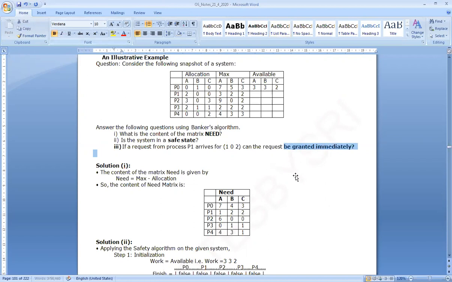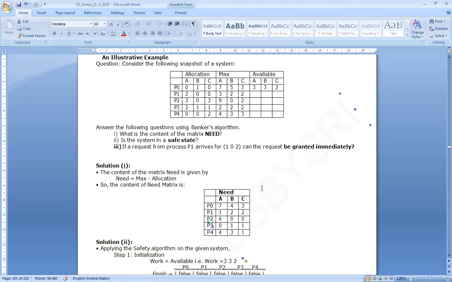So three points we should calculate. One is the content of the need matrix. Next is whether the system is in a safe state or not. Next is, if the request arises from process P1, that is (1, 0, 2), can it be granted immediately? That is the third point. So all these things we should calculate. That is the problem given.